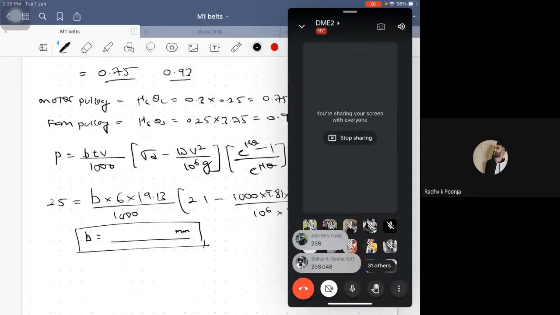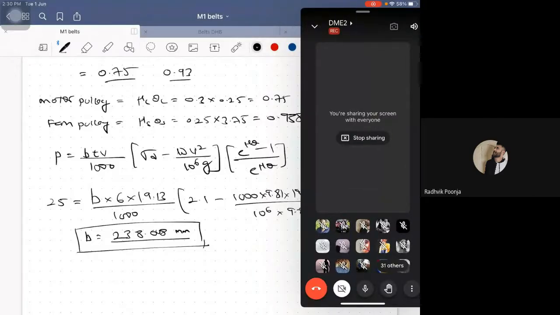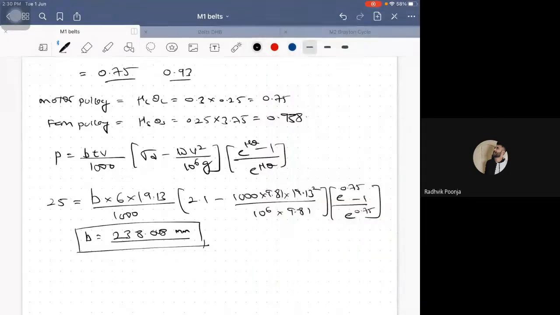Very good. 238.048. Now, there is something called a standard belt size. You cannot manufacture a belt having 238.048 mm of width, isn't it? Definitely there will be some standard size.